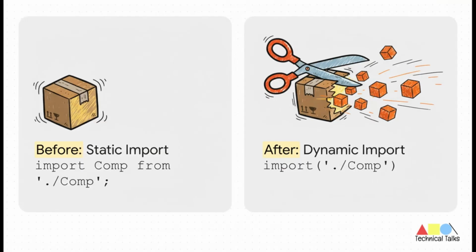And you know what's crazy? The way you tell the bundler to do this is incredibly simple. Look at this. On the left, that's your typical everyday static import. But on the right, that's the magic. It's a dynamic import function. Just by switching to that syntax, you're basically sending a signal to your bundler saying, hey, don't put this code in the main bundle, make a separate little file for it.